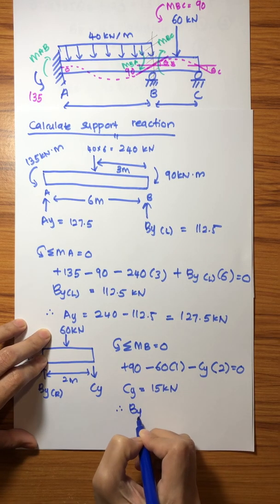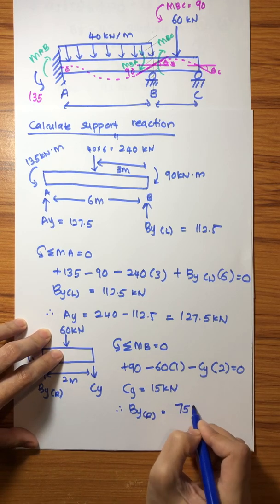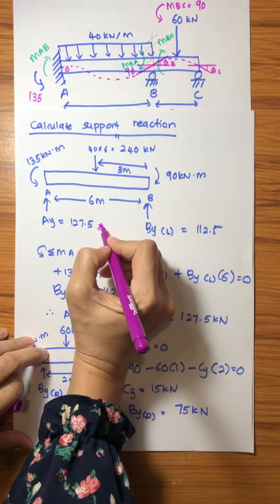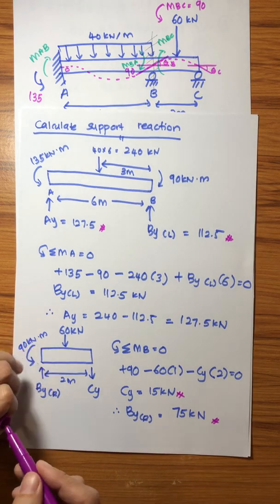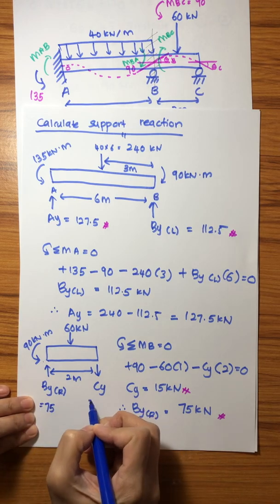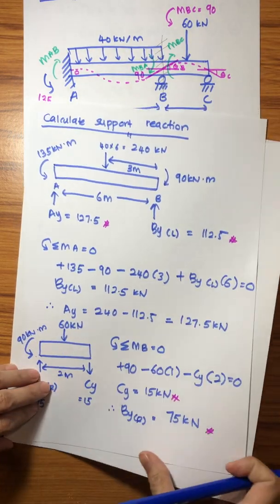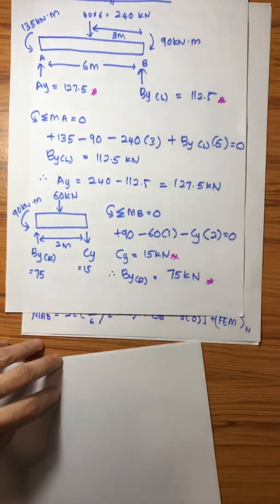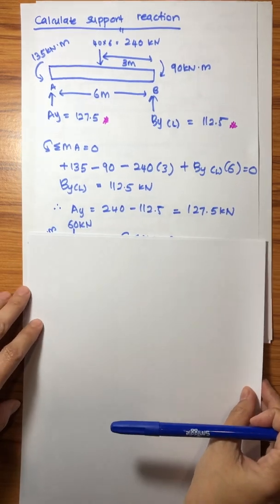So BYR is equal to 75 kilonewton. Okay, now you have AY, BY, and CY. BYR is equal to 75. CY is equal to 15. Now we draw again to do the shear and moment diagram, combining span AB and span BC.